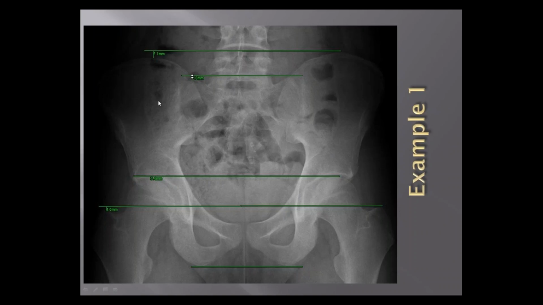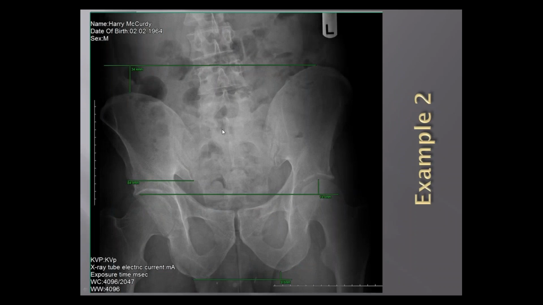There we go. All right, so I'm going to give an example number 2. Let's go ahead and check out example number 2. A little more complicated. This guy's obviously a much bigger leg length inequality, a 19 millimeter leg length inequality. This is actually a guy who helped us learn this lesson. So what you'll see: 19 millimeters of leg length inequality, 34 millimeters of difference at the crest of the ilium, and 9 millimeter difference at the ischial tuberosity.